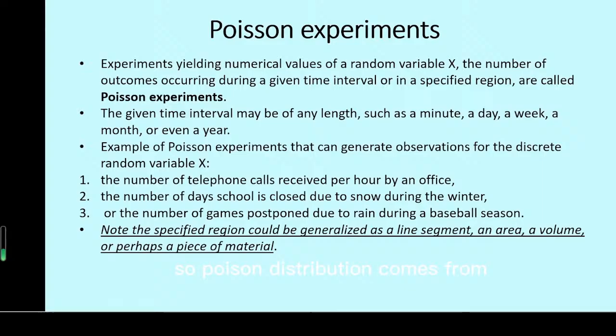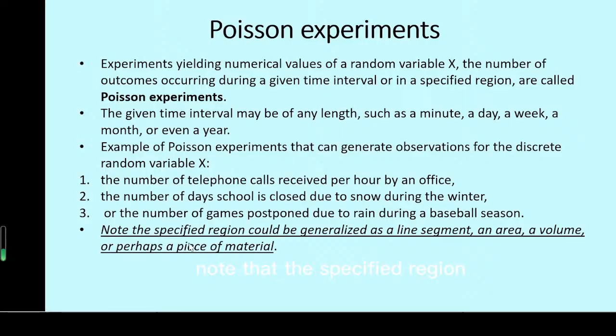So Poisson distribution comes from a type of experiments called Poisson experiments. The Poisson experiments measure the occurrence of some kinds of event during a given time interval or a specified region. Examples are the number of telephone calls received per hour by an office, and the number of days schools are closed due to snow during the winter.